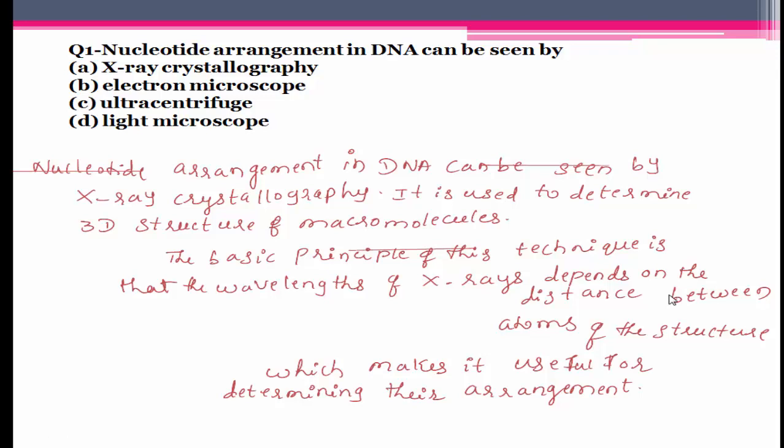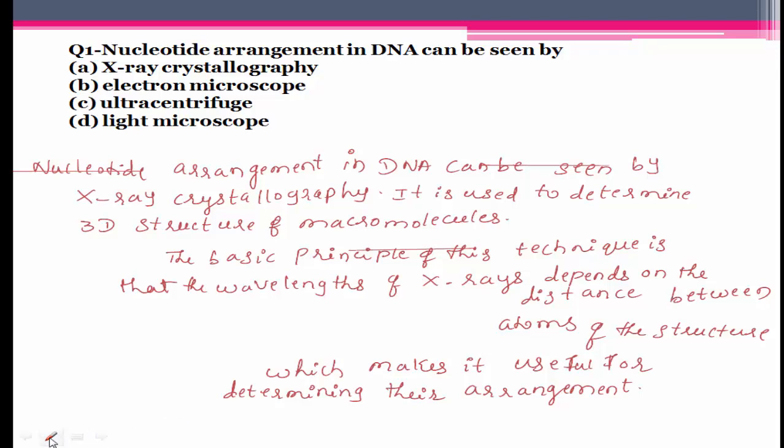Nucleotide arrangement in DNA can be seen by, this is the question, and the options are X-ray crystallography, electron microscope, ultracentrifuge, light microscope. So these are the given options. The nucleotide arrangement in DNA. What is a nucleotide? It is a molecule containing pentose sugar, nitrogen base and phosphate group, and these are the monomeric units to form the polynucleotide chain, whether it is DNA or RNA.